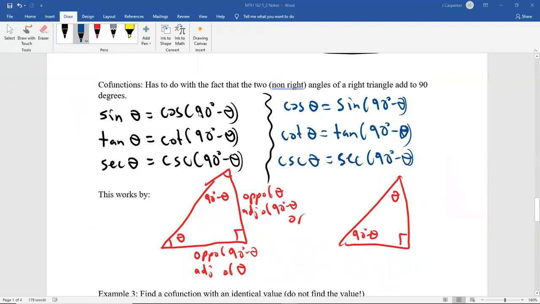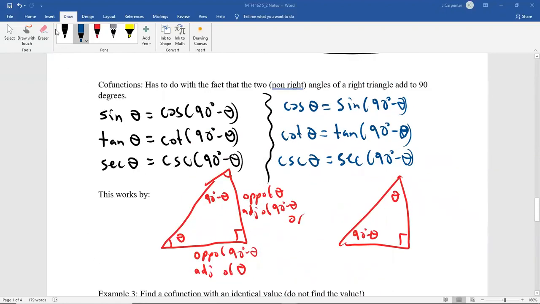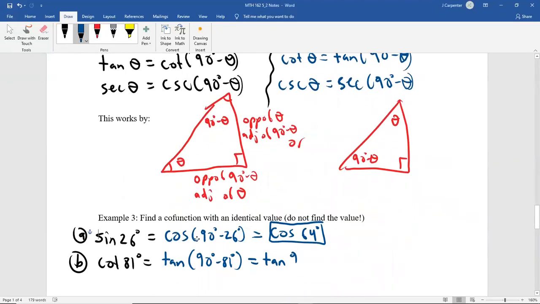Then we went over the cofunctions. So sine of one angle is the cosine of the other angle for a right triangle. The tangent of one angle is the cotangent of the other angle in a right triangle. Secant of one angle is the cosecant of another angle in a right triangle. Now we're doing find a cofunction with an identical value, and I am going to start that from scratch.